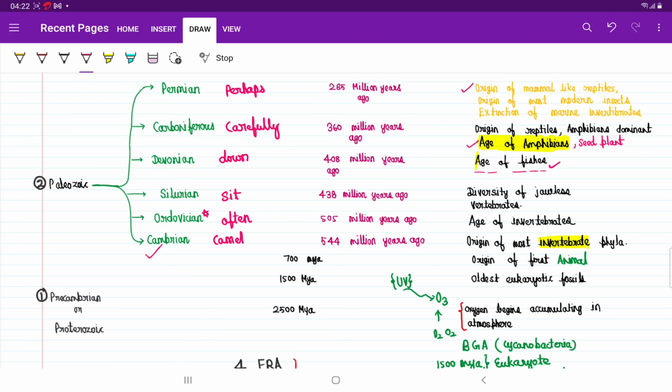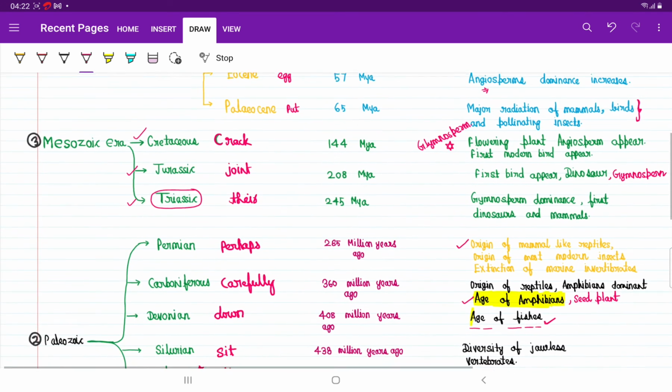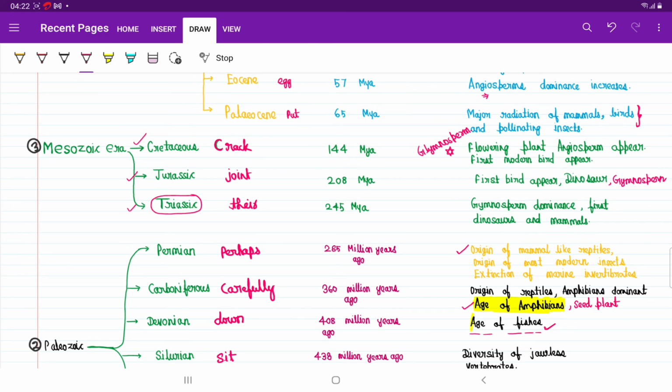Then the Mesozoic era came. The Mesozoic era was the age of reptiles. And in this age of reptiles, gymnosperms were the dominant plant on this earth, not angiosperms. Angiosperms are at present the dominant plant on this earth. And then we discussed that dinosaurs originated in the Triassic period. Then they were dominant in the Jurassic period. In the Cretaceous period they went extinct due to unknown reason.